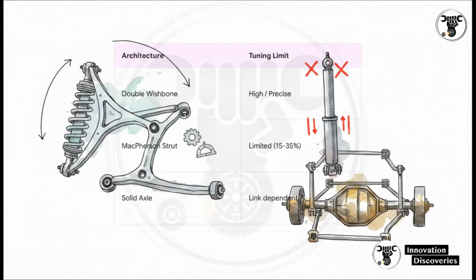But the MacPherson strut? You are severely limited there. Because the strut itself acts as the upper member, you're locked into tight packaging constraints. We're talking maxing out at just 15 to 35% anti-dive. If you're trying to build a dedicated track car out of a strut chassis, man, you're going to be fighting that ceiling all day long.